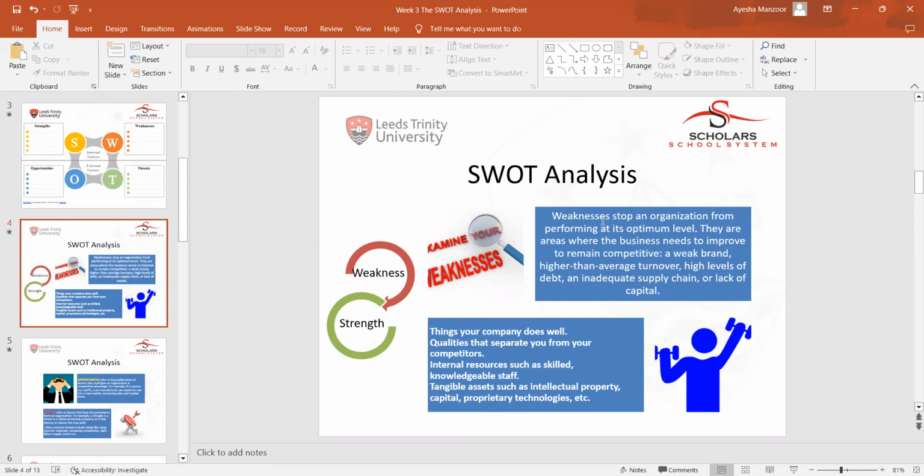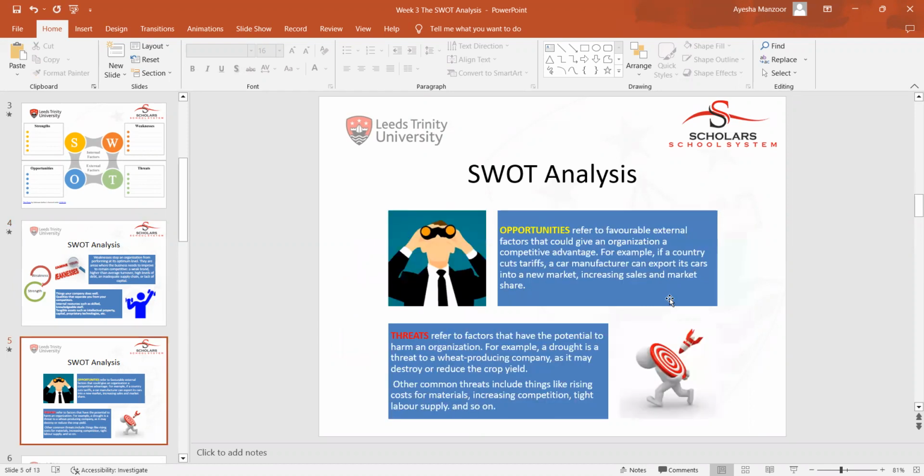Weaknesses stop an organization from performing at its optimum level. They are areas where the business needs to improve to remain competitive. A weak brand, higher than average turnover, a high level of debt, an inadequate supply chain, or lack of capital could be weaknesses for a business.